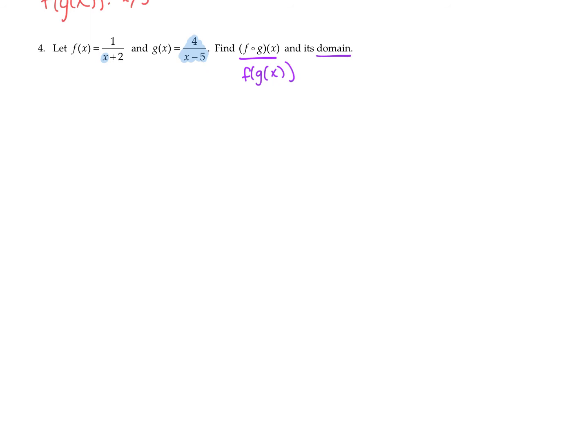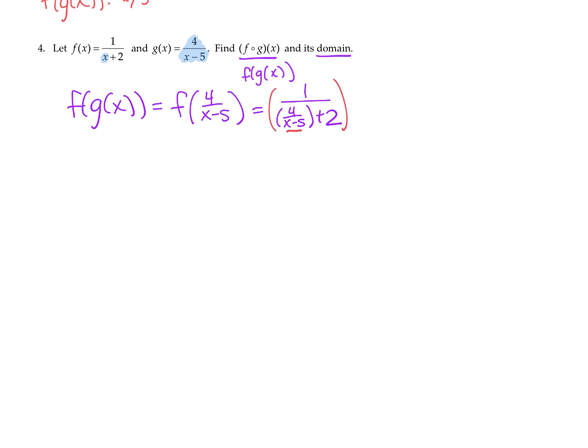All right, so f of g of x would be f of 4 over x minus 5, which would be 1 over 4 over x minus 5 plus 2. Now again, I'm going to look at this denominator. I'm going to multiply the top and the bottom by that denominator. Be really careful about how you distribute. So on top, I'm going to have x minus 5.